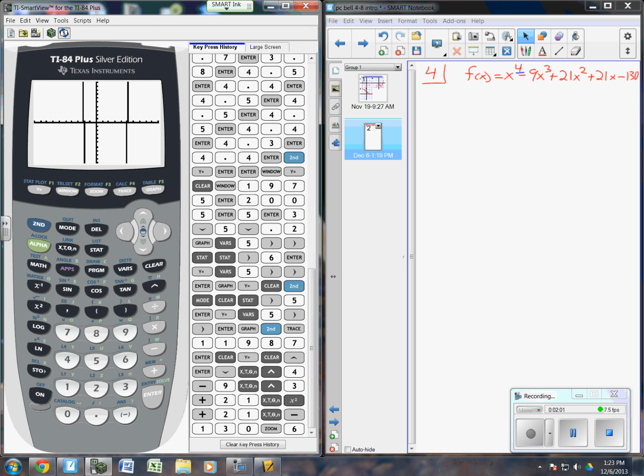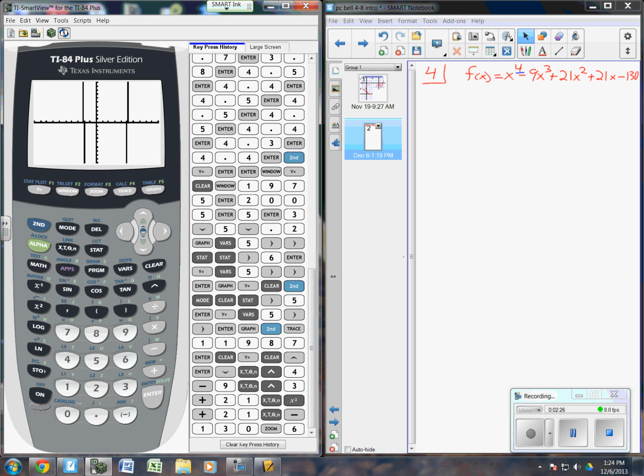Now, it appears that this function crosses the x-axis twice. Right? Where does it cross about? Negative 2 and 5. Now, these could actually be slightly off of negative 2 and 5, so we need to check to see if they are actually crossing right at negative 2 and right at positive 5.